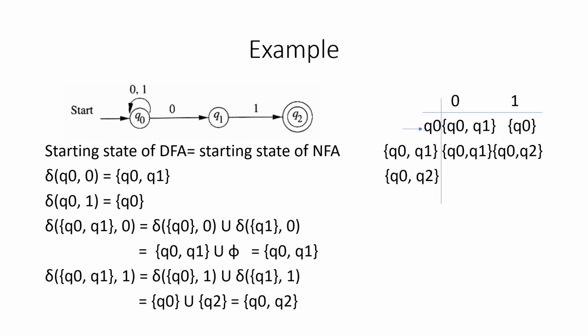So we have to find the transition for this Q0, Q1. What are the sigma values for this example? It is 0, 1, right? Since it consists of a set of states, Q0, Q1, I am separating and coordinating them with the help of the union operation. Q0, 0, Q1, 0.